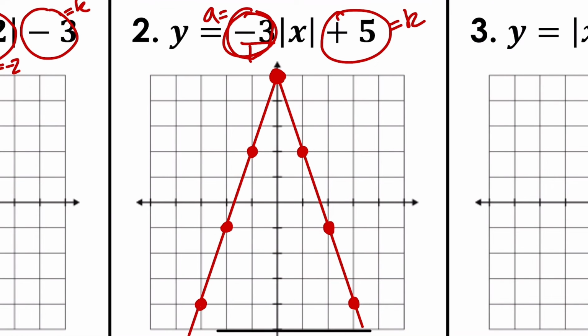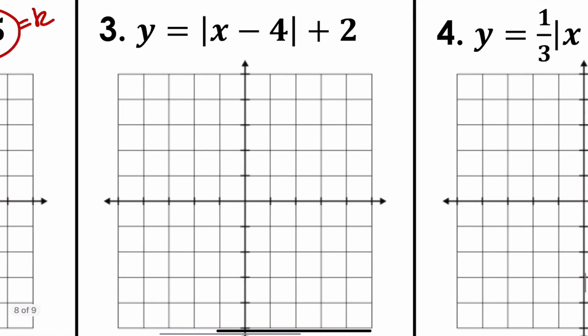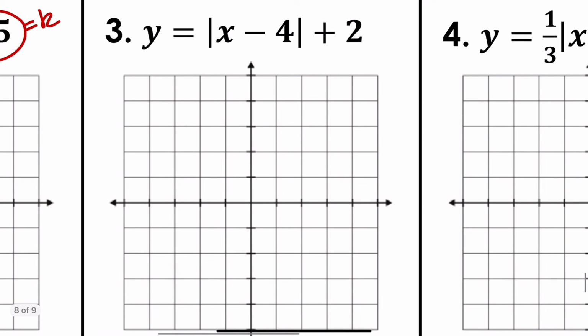Okay, let's do just one more, and then I'm going to leave the rest to you. So let's do number 3. All right, so A, H, and K, those need to come up first. All right, so A is going to be our first number, but there's nothing there. So if it's invisible, we got a 1. Remember, this is only for your slope. If you don't see your H or K, that means it's 0. If you don't see a slope, that means it's 1.